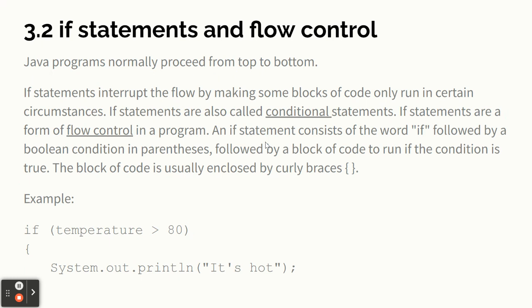So an if statement consists of the word if followed by a Boolean expression, followed then by a block of code that will run if that statement is true. So assuming I had a variable called temperature, if temperature was greater than 80, it would print it's hot. Now, if temperature was equal to 80 or less than 80, it simply won't run that block of code. Questions?